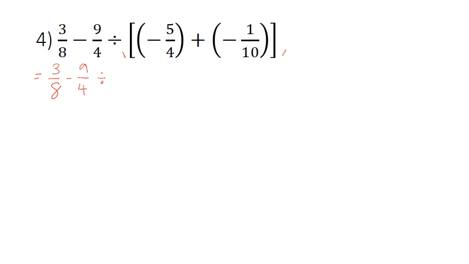Okay, now I need to focus on this. I have negative 5/4 plus negative 1/10. Now in order to add fractions, I need a common denominator. What's my common denominator of 5/4 and 1/10 going to be? Hopefully you're thinking it's 20.